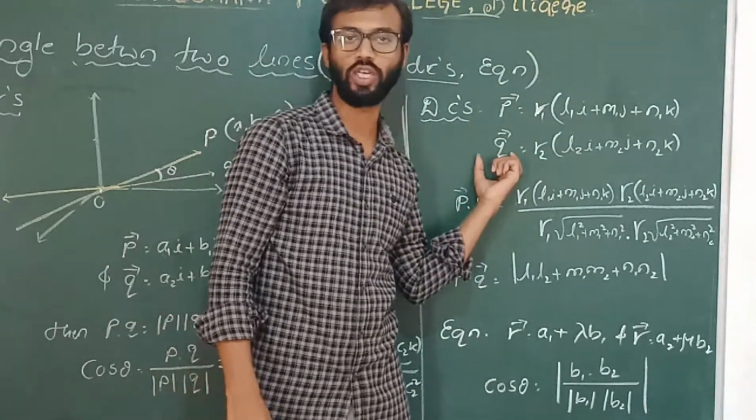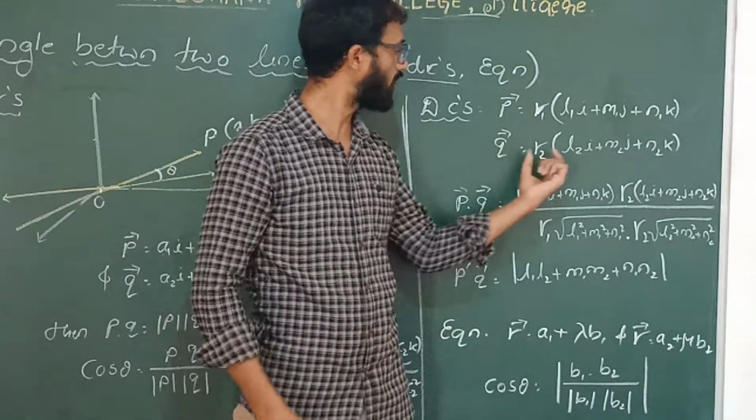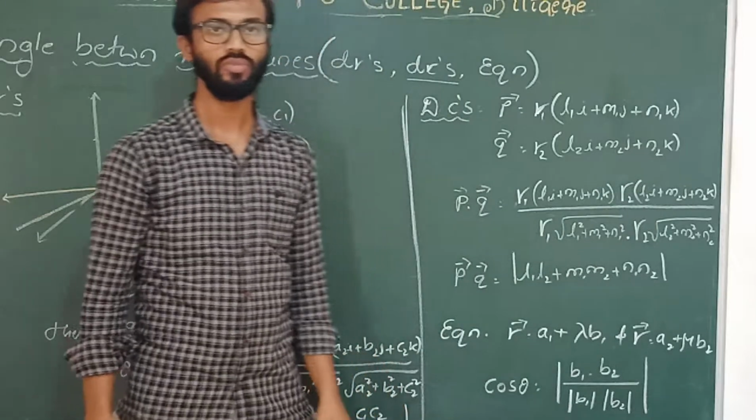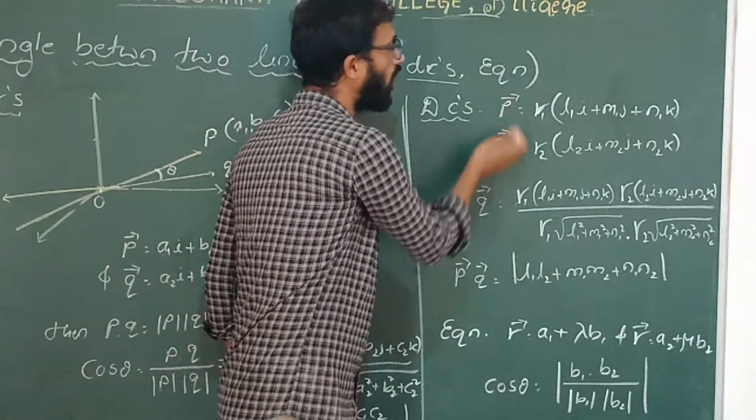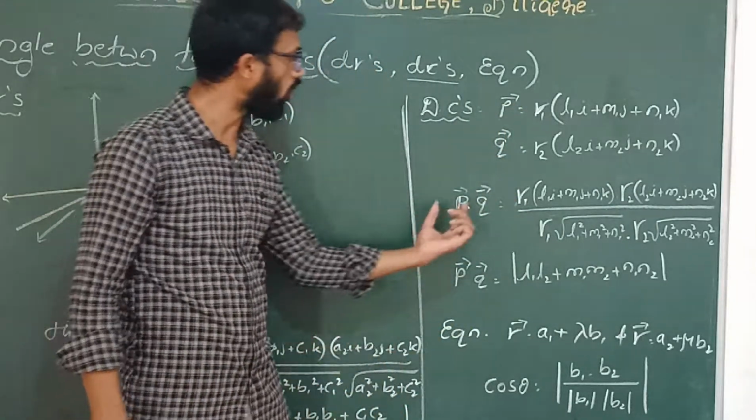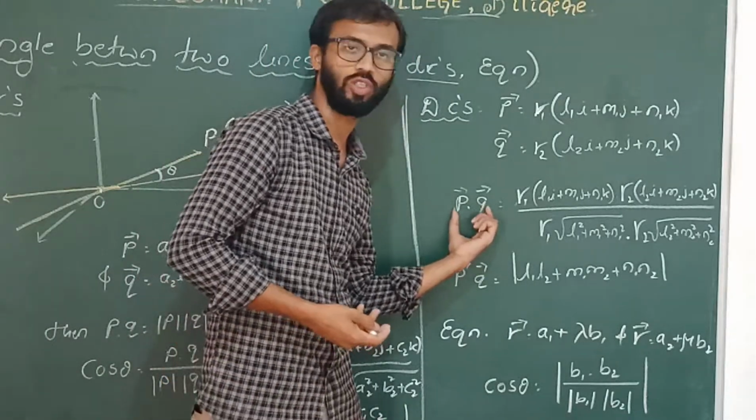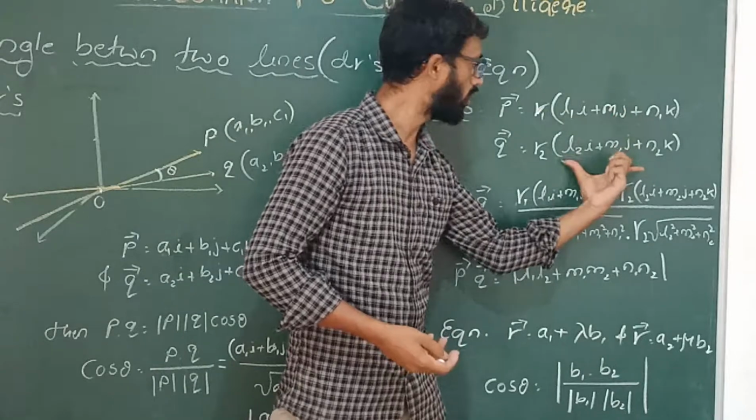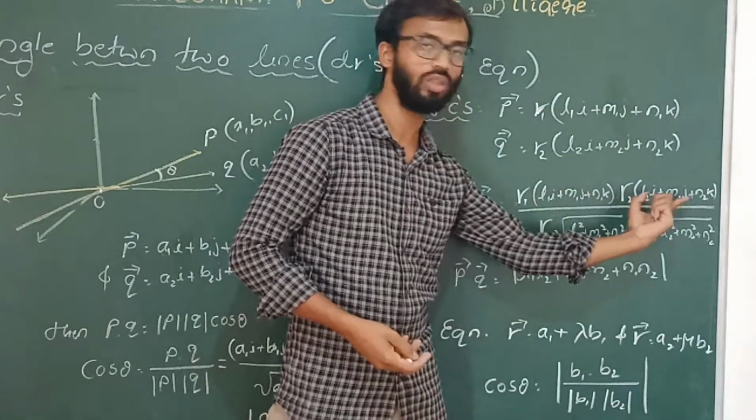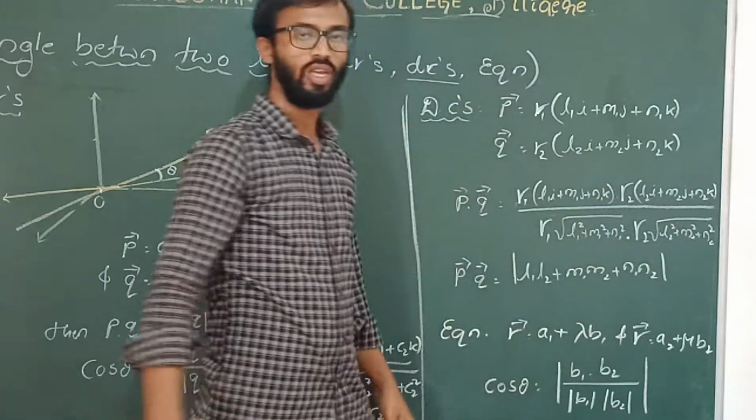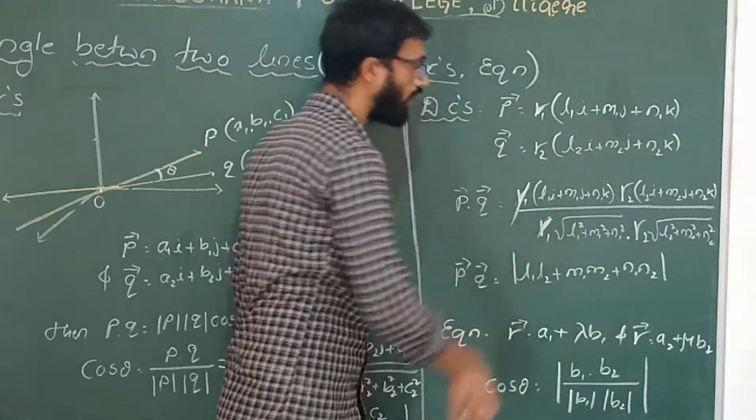Now, similarly, vector Q, the second vector, I have written in the form of R2 into L2 i plus M2 j plus N2 k. Now, let me find out the dot product of these both. Same procedure: the dot product of this vector and this vector, divided by the magnitude of this one and the magnitude of this vector. So now let me cancel R1, R1, R2, R2.